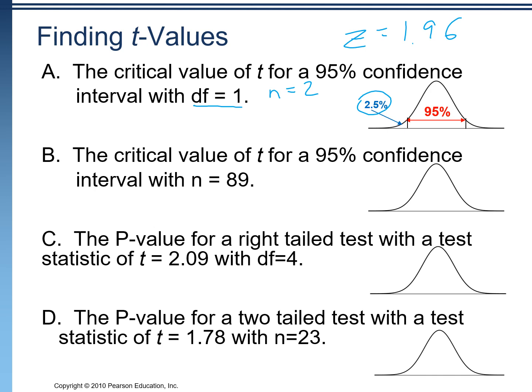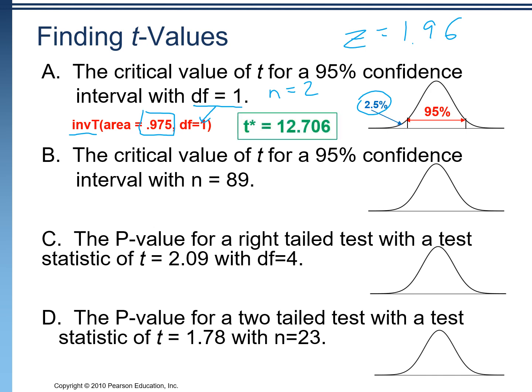Now, if we look down a few options where we see inverse normal, you'll see an option called inverse t. And then again, just like inverse normal asks you for the area, we're putting in that same 97.5%. And it's also going to ask you what's the degrees of freedom for the problem. Okay, that gives us our t-score, 12.706.